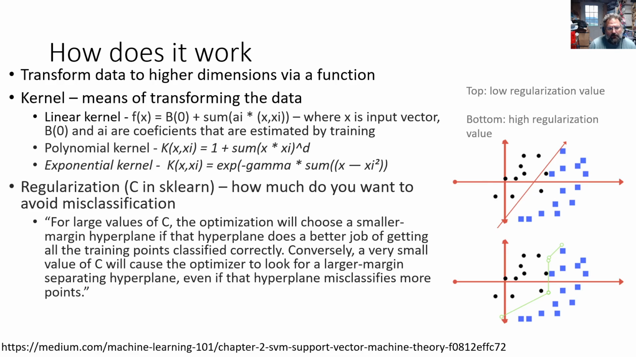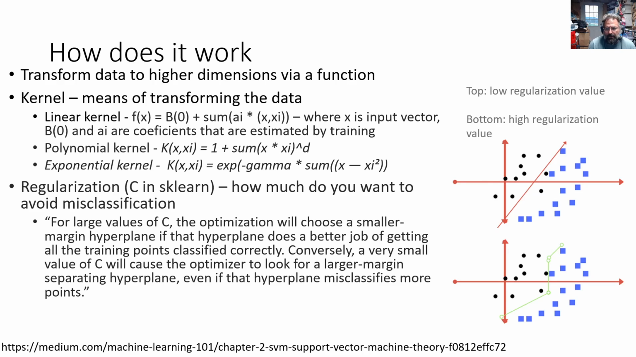There's a linear kernel, which is kind of what you would expect. It's f(x) = b0 + sum of a_i times (x, x_i), where x is an input vector and b0 and a_i are coefficients that you estimate during training. And obviously linear is going to be the simplest, in a way.